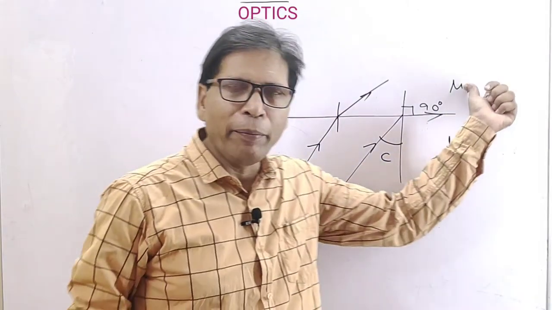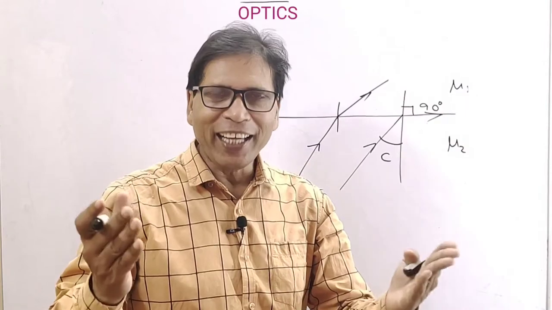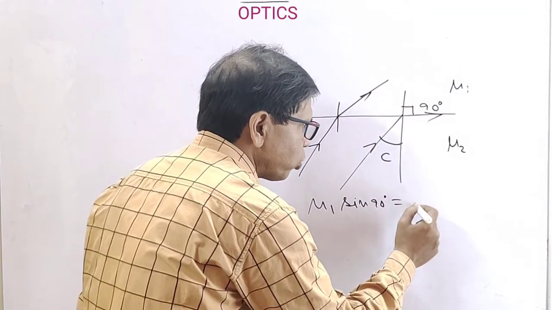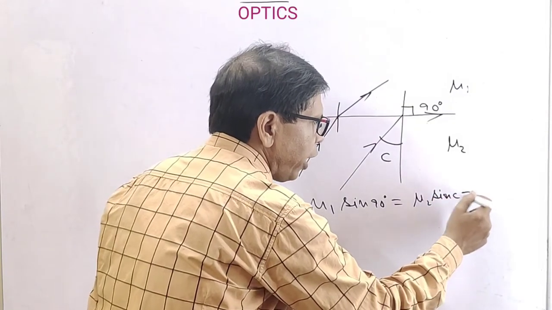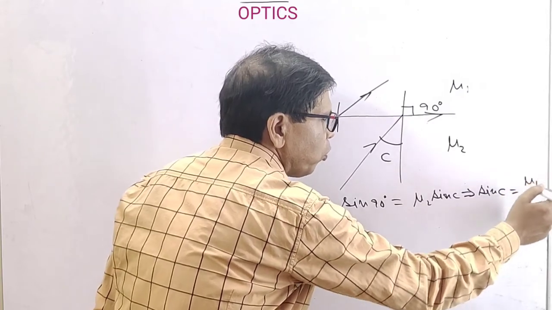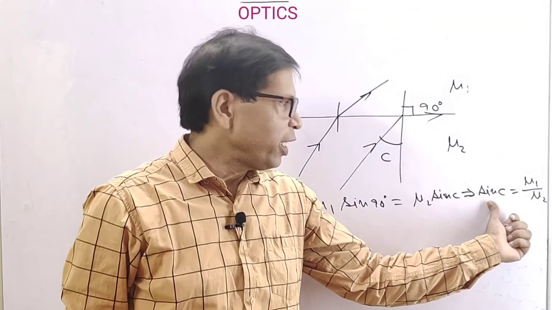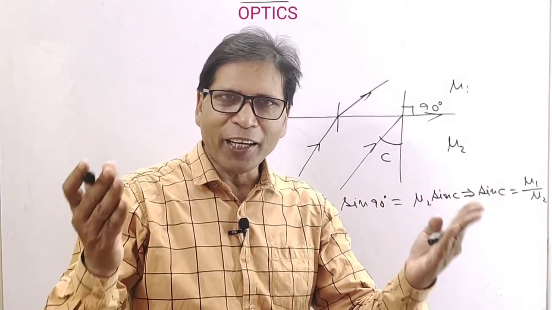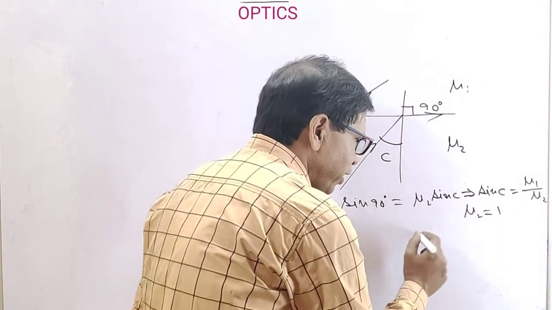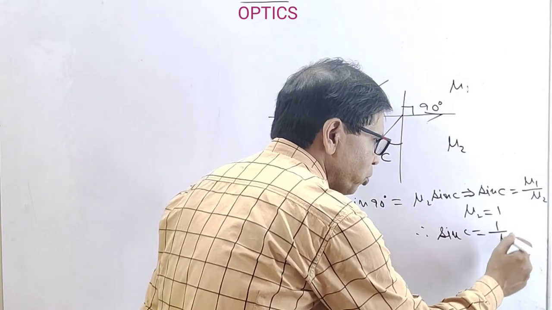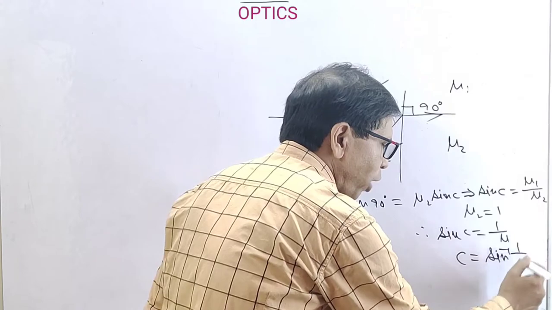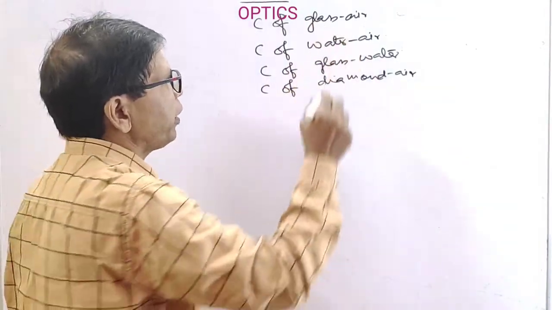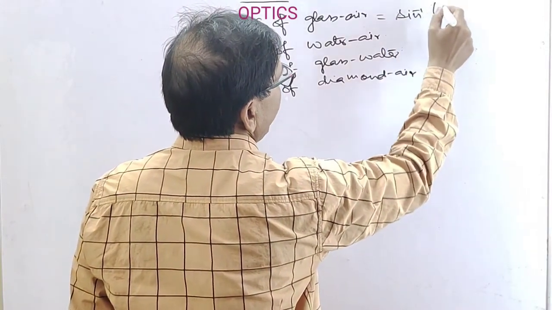If mu1 and mu2 be the RI of the rarer medium and the RI of the denser medium, then applying generalized Snell's law, we get mu1 sine 90 degree equal to mu2 into sine c. Therefore, sine c is equal to mu1 by mu2. So sine of the critical angle is equal to RI of the rarer medium divided by RI of the denser medium. If mu1 equal to 1, then mu2 equal to mu. Therefore, sin c is equal to 1 by mu, therefore c equal to sin inverse 1 by mu. Okay? Understood?